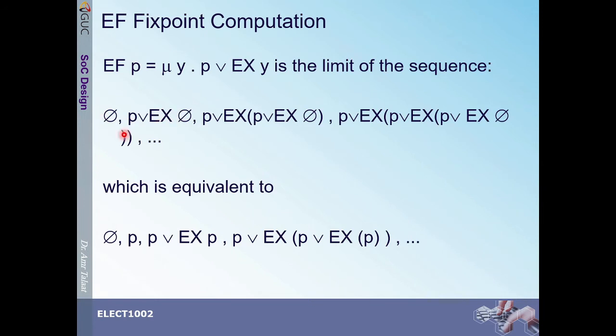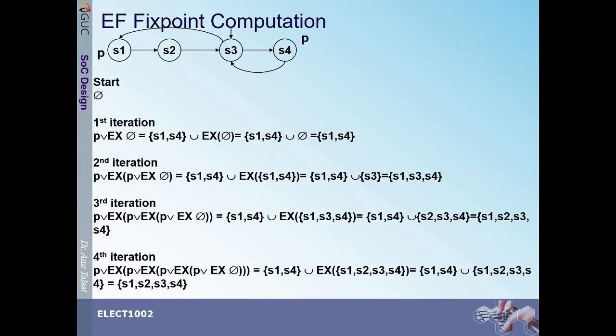EX of phi is phi, so phi will go as this. B or EX of phi is B. Then B or EX of B is B or EX of B, then B or EX of B or EX of B, and so on. I hope it's clear. But anyway, we'll start with phi. Then I will go for the first iteration, B or EX of phi.